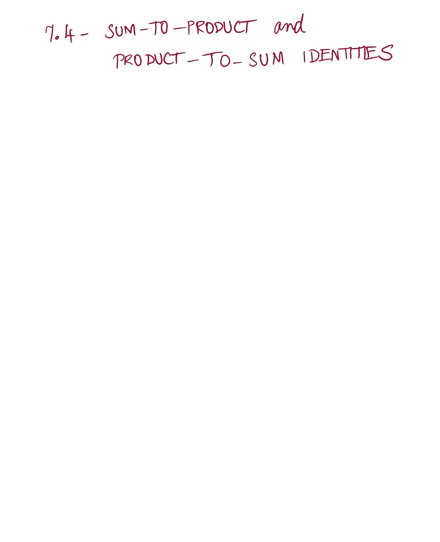Welcome everyone to 7.4, Sum to Product and Product to Sum Identities. As the name says, if you want to go from sum to product or from product to sum, we have specific identities. What do I mean by that? For sum to product, let's say you had sine alpha plus sine beta.